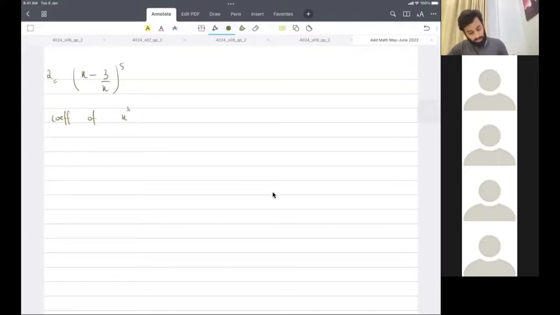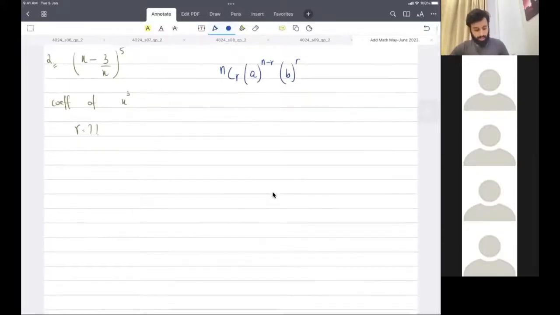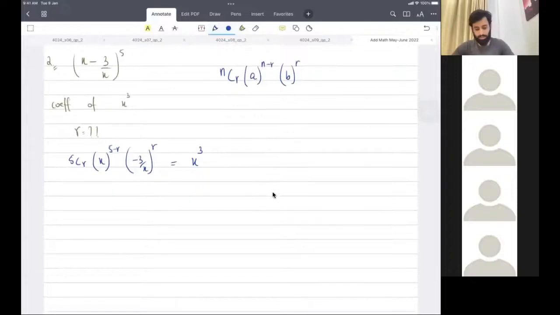Now here's what we're going to do. We need r, right? How will r come? We're going to use this formula nCr, a raised to the power n minus r, b raised to the power r. The same formula we always use. We'll leave r as r, and the values of n, a, b that we know we'll plug in. That means I'm looking at 5cr x raised to the power 5 minus r, minus 3 upon x raised to the power of r, and I will set this equal to x cube.